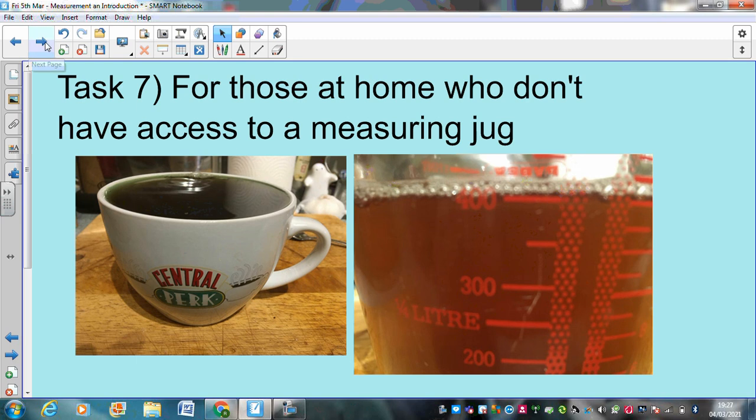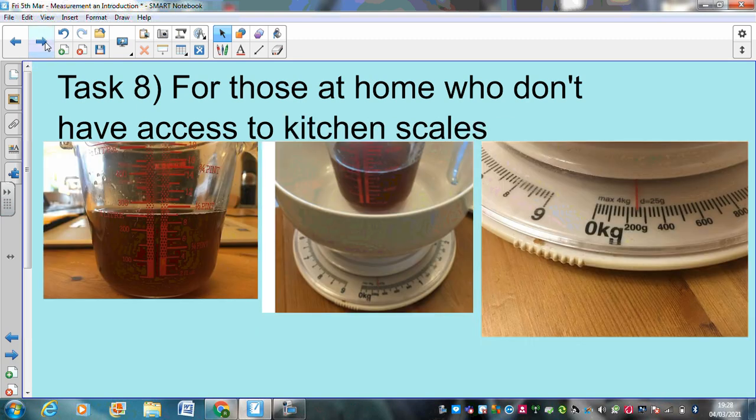Question 8. So I asked you to measure out 250 grams of liquid and then to weigh it. This is the weight of 250 millilitres of water. And when you weigh it, that was the weight. So I want you to record that weight, as you see, for task 8. And this should be able to help you to answer task 9.